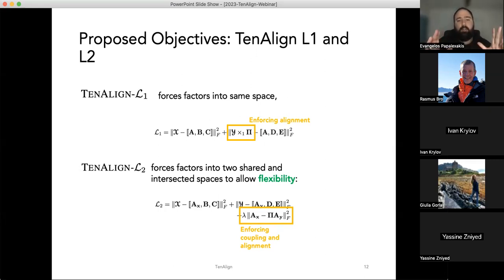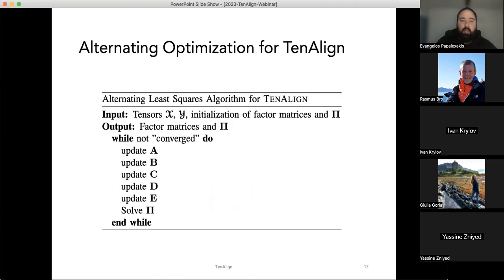So those are the two loss functions. If you're familiar with tensor methods, the first thing one may want to try in order to solve a loss function of that form is alternating least squares, alternating optimization. And this is exactly what we went for. This is just a skeleton for alternating least squares for this problem: we cycle over the variables, fix all but one, solve for the unfixed one, and keep iterating until we converge to a solution.